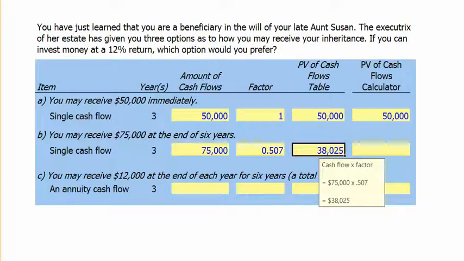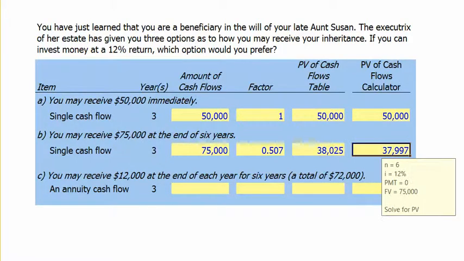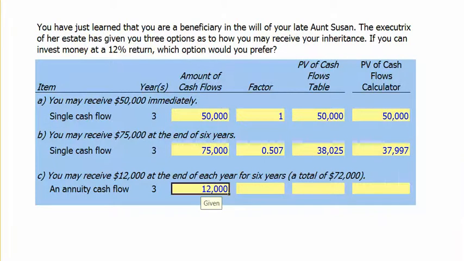If you're using your financial calculator to solve this, you would enter 6 for the number of periods, 12 for the interest rate, 0 for the payment since it doesn't involve an annuity, and 75,000 for the future value, and solve for the present value, and you would get $37,997.